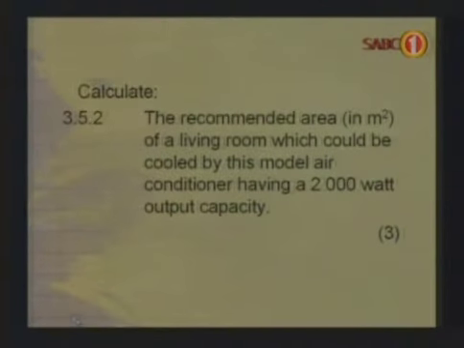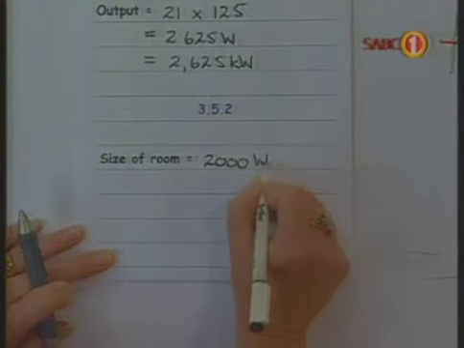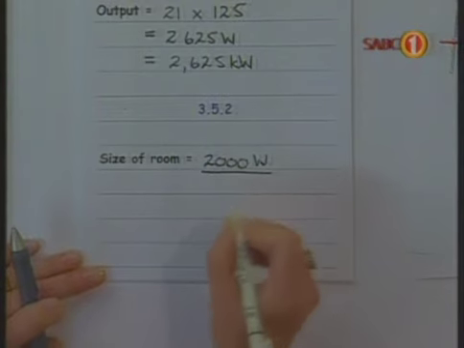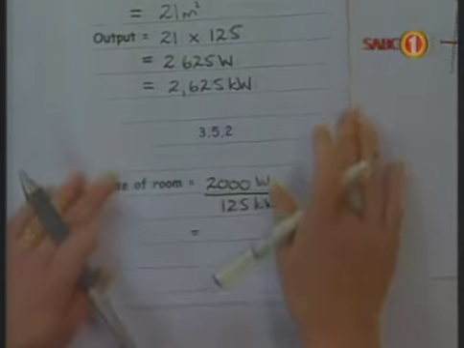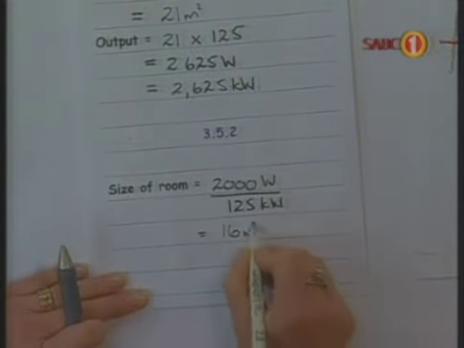Okay, next question with the air conditioner. The recommended area in square meters of a living room which could be cooled by this model air conditioner, having a capacity of 2,000 watts output. Now this is the reverse of what we have just done. We know we've got 2,000 watts, so we take our 2,000 watts and divide by the 125, and when we work that out, you're going to get a room of 16 square meters. So this size is good for a room of 16 square meters.